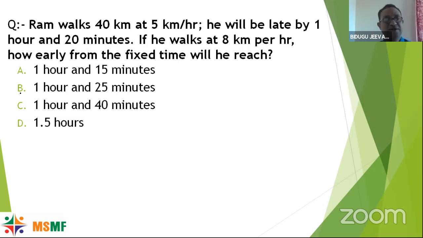Ram walks 40 kilometers at 5 kilometers per hour. He will be late by 1 hour 20 minutes. So because of this strategy, he is late by 20 minutes. If he wants to go with this speed, what is the early time for the fixed time? All of you following my point? Come on, you need to respond, boss. You need to respond.